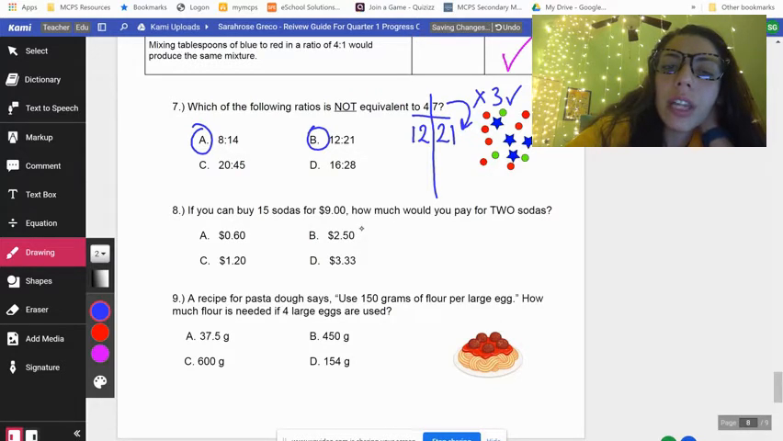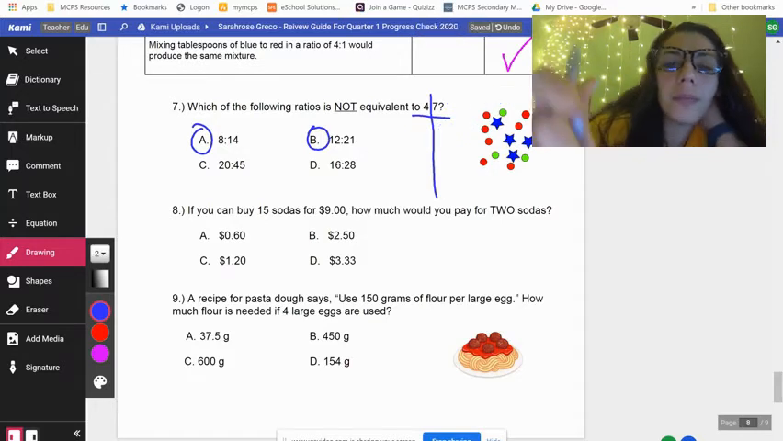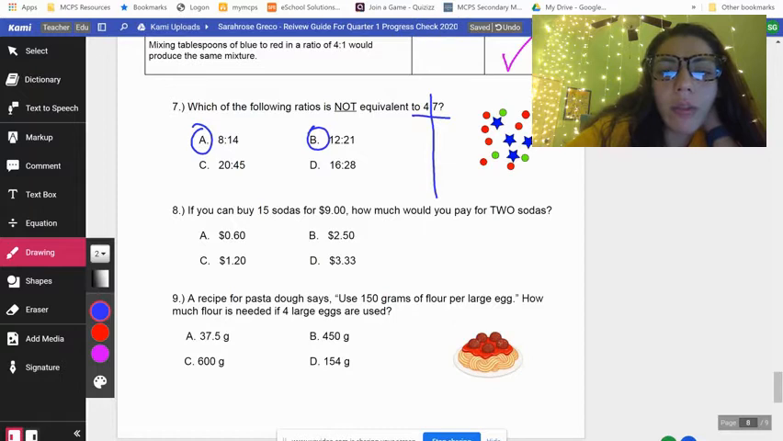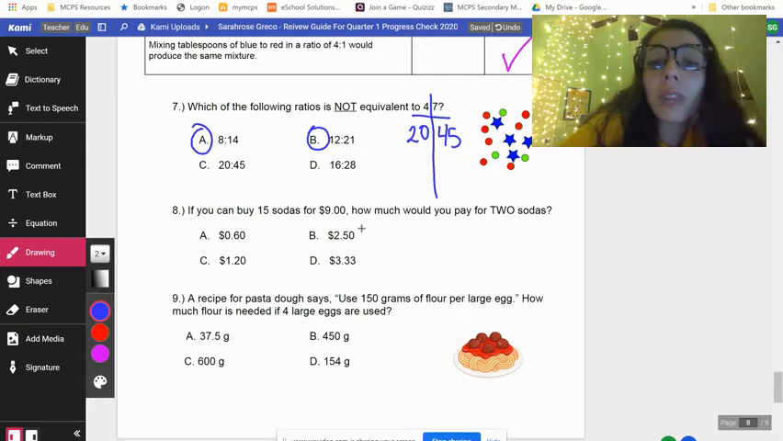Okay, let's do letter C. We have 4 to 7 again, and now we're going to compare it to 20 to 45. I know that 4 times 5.